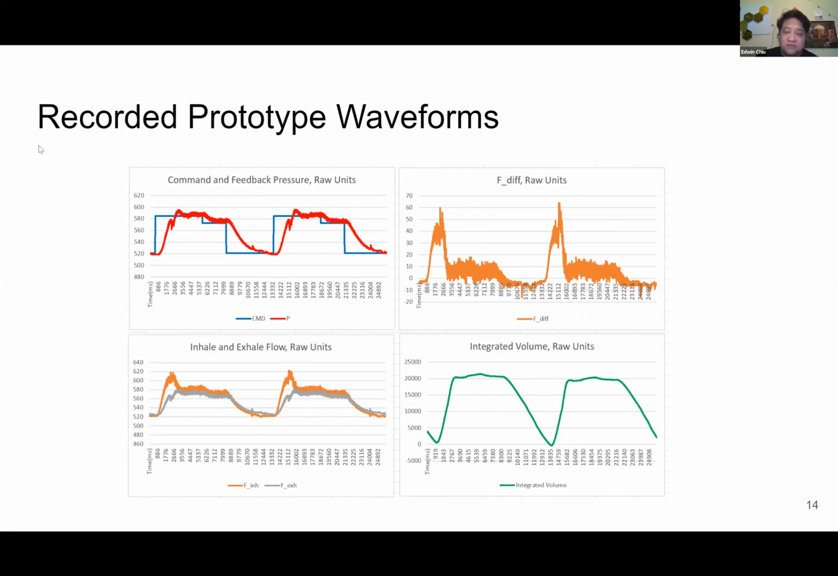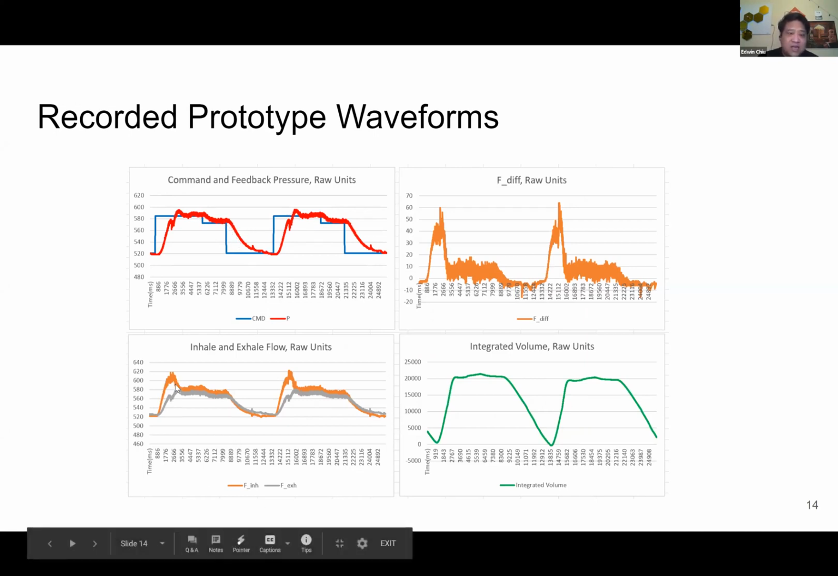These are recorded waveforms from the actual sensors in the prototype right now. So we'll see, we have our command, which is what we mentioned before. This is the profile that is being commanded by the cycle controller. And the pressure delivered by the blower follows.